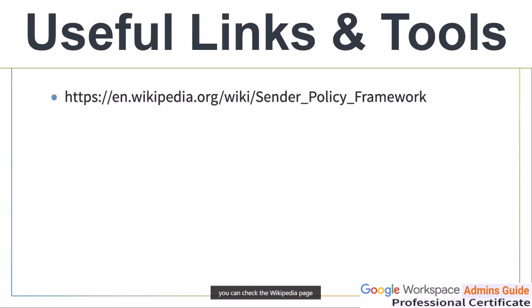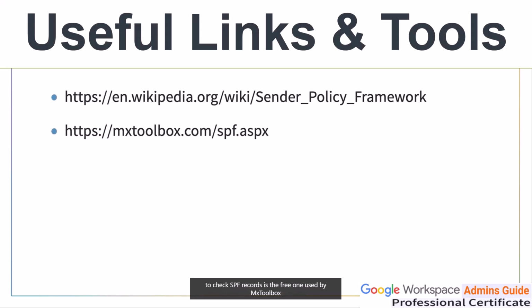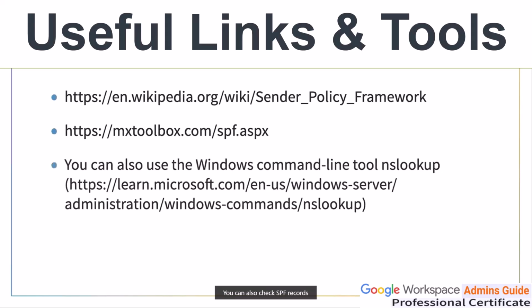If you want to know more about SPF, you can check the Wikipedia page on en.wikipedia.org/wiki/Sender_Policy_Framework. One of the most famous tools to check SPF records is the free one by MX Toolbox, available at mxtoolbox.com/spf.aspx. You can also check SPF records using the Windows command line tool nslookup. If you want to know more about this Windows included command, you can check learn.microsoft.com at the relevant documentation page.